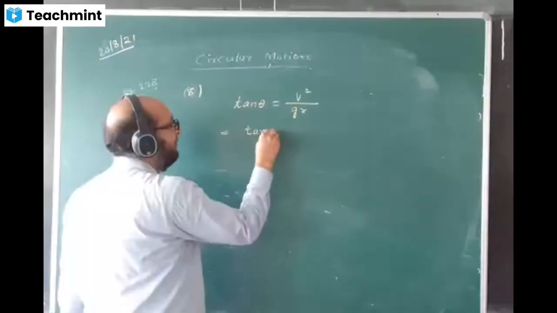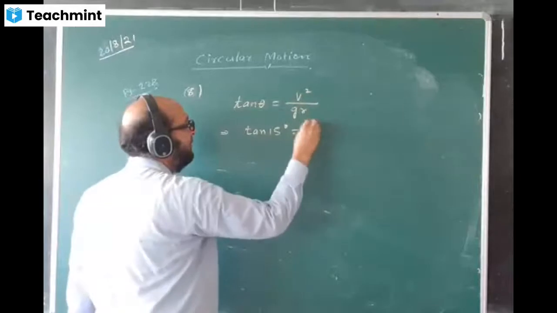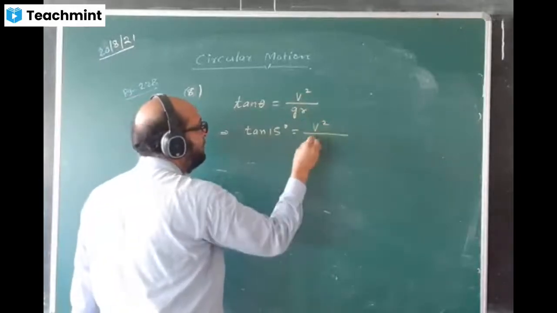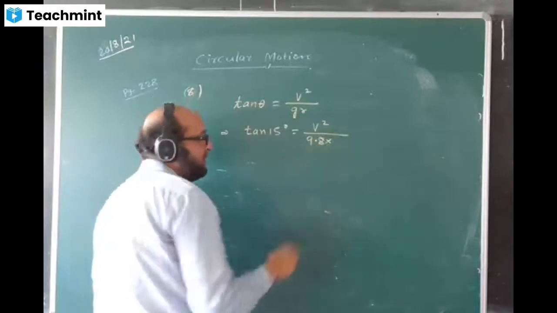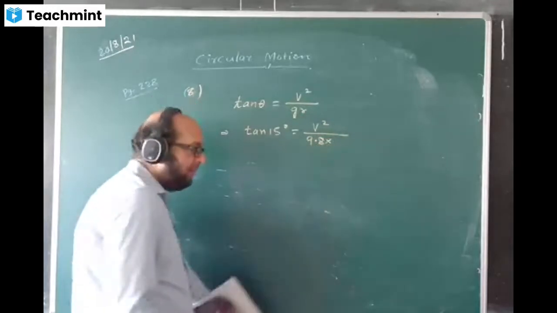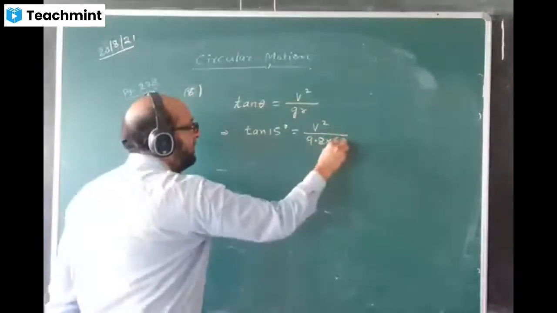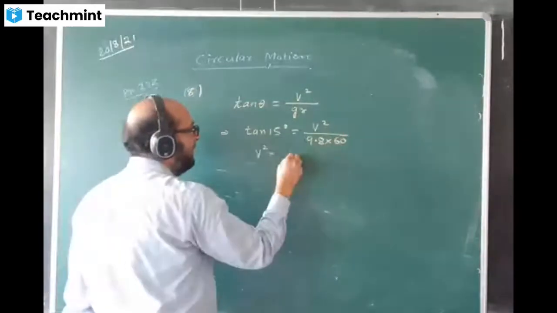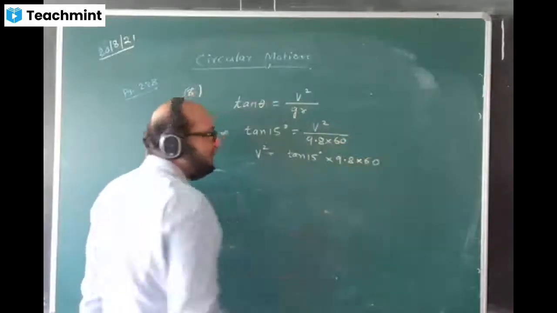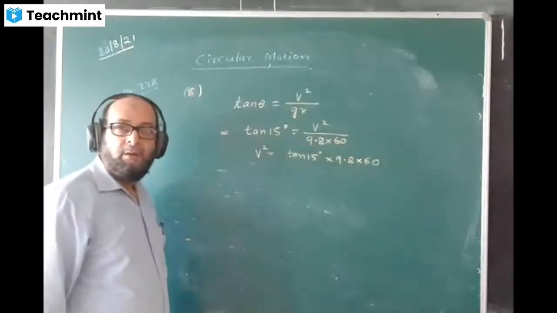Tan theta, theta value is 15 degrees. v we have to find. g value is given, 9.8 here, and the radius of the road is 60 meters. Yes, 60. So v square equals 9.8 into 60 into tan 15. Please multiply everything and find the square root. You get the answer. This is a direct question, formula based.